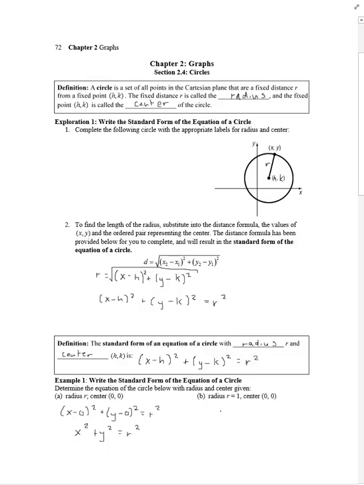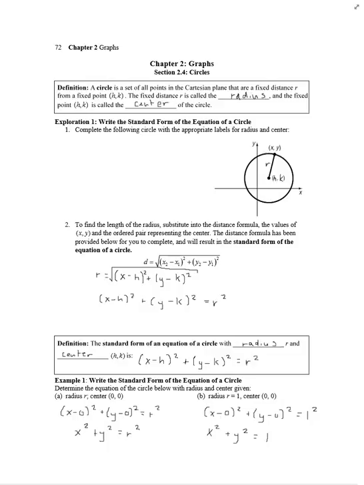Okay, if we have a radius of 1 with the center at (0, 0), we have (x minus 0) squared plus (y minus 0) squared equals 1 squared, or x squared plus y squared equals 1. And this one is what we call the unit circle.